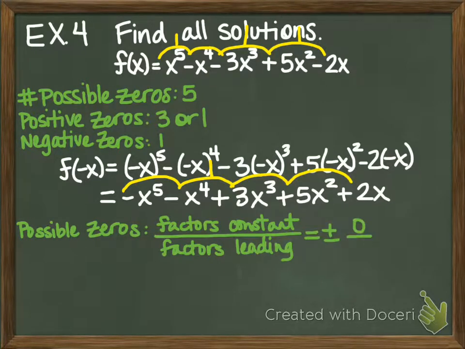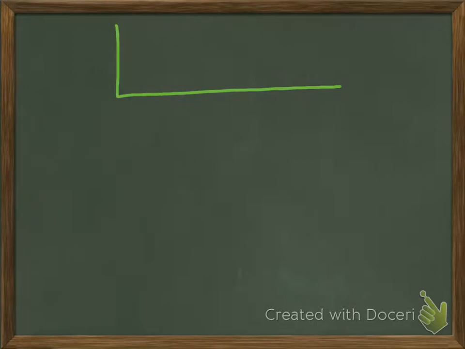So 0 over 1 is just going to be 0. So we're going to start with 0, and then we'll come back and try the possible factors again with our new function. Okay, so we're going to use synthetic division. The coefficients of our polynomial go inside, and notice I put a 0 at the end because I'm missing that constant term, and then a 0 on the outside.